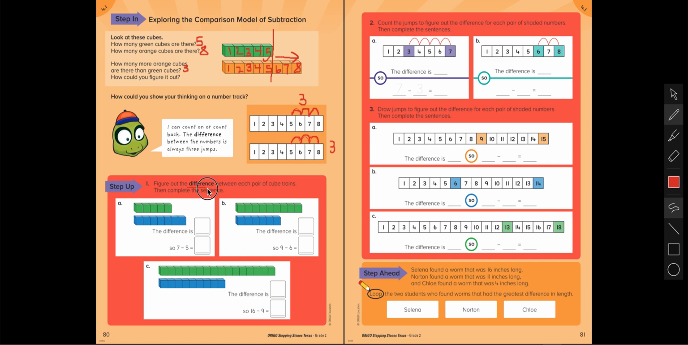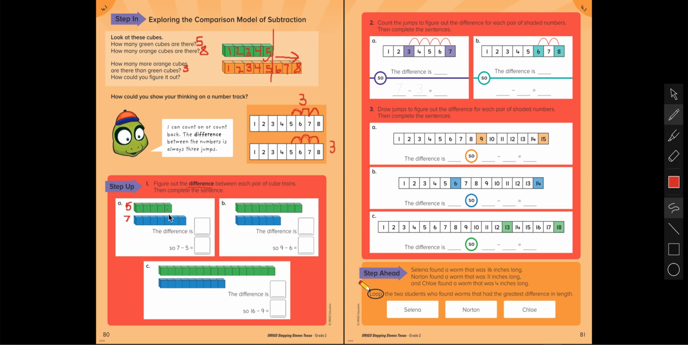Now let's take a look at the step up. We need to figure out the difference between each pair of cube trains. This is the part where I said you could use your cubes, and you could also use the dominoes in there if you needed to use multiple manipulatives, so that you can make 1 stack of blue and 1 stack of green. I'm going to find the difference. First, I'm going to count how many green I have. I have 1, 2, 3, 4, and 5. I have 5 green. And I have 1, 2, 3, 4, 5, 6, 7. I have 7 blue.